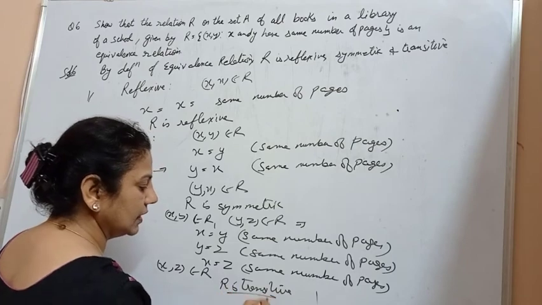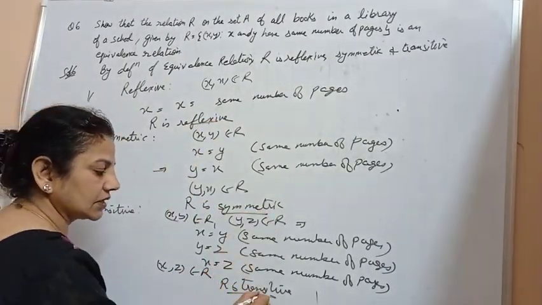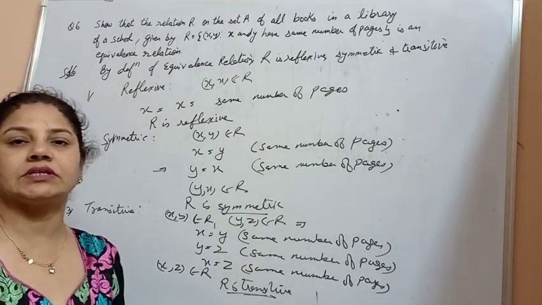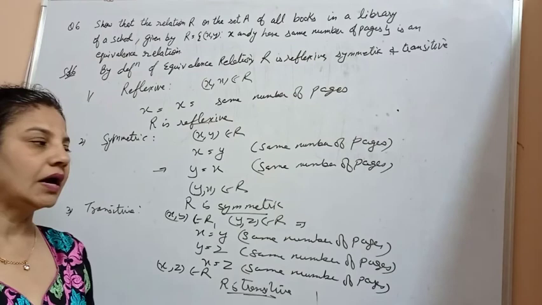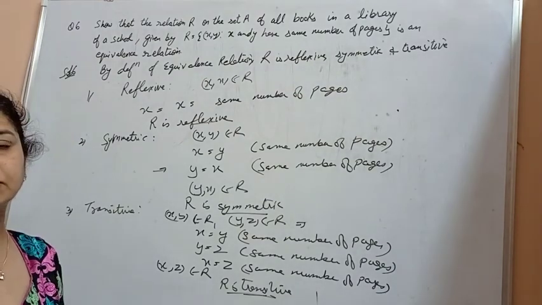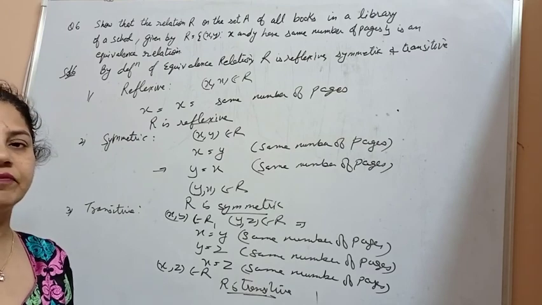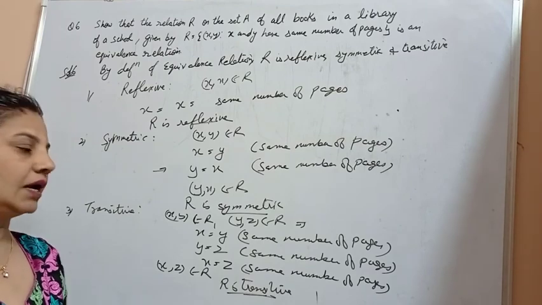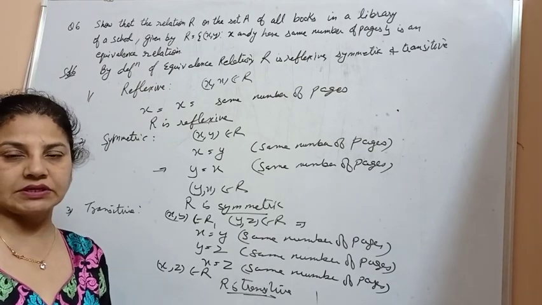R is transitive. Hence R is reflexive, R is symmetric, R is transitive. So the given relation is an equivalence relation. I hope the types of relation are easily understood by you: reflexive, symmetric and transitive, and how to check for an equivalence relation, that also is understood by you.